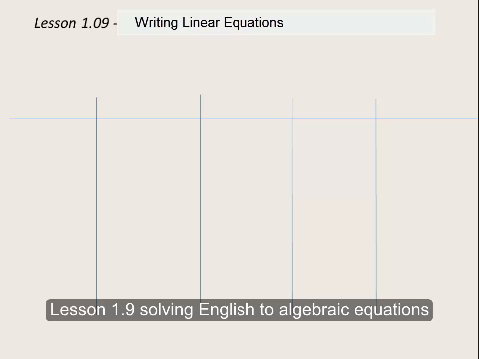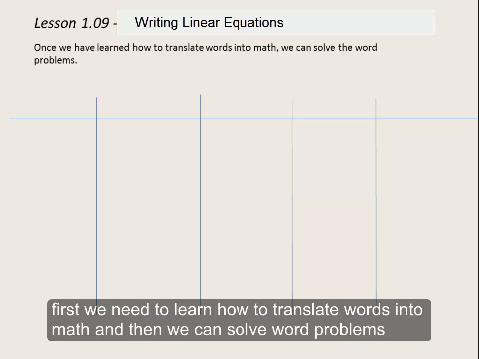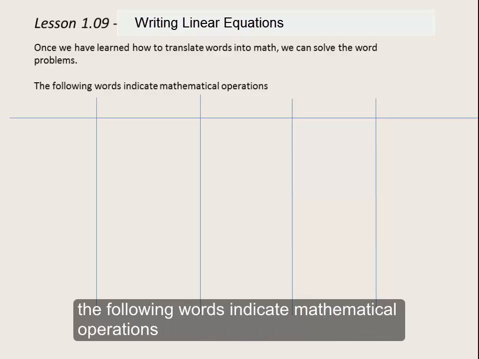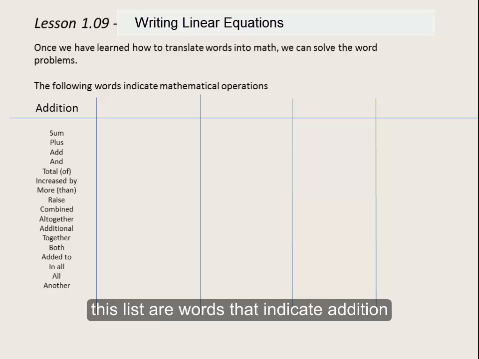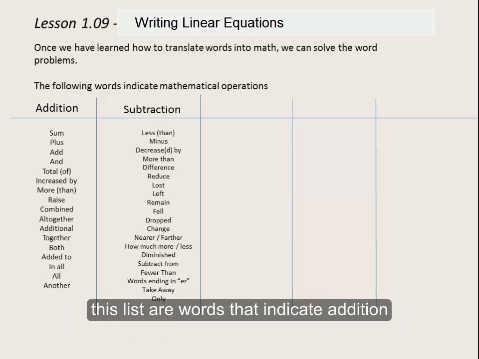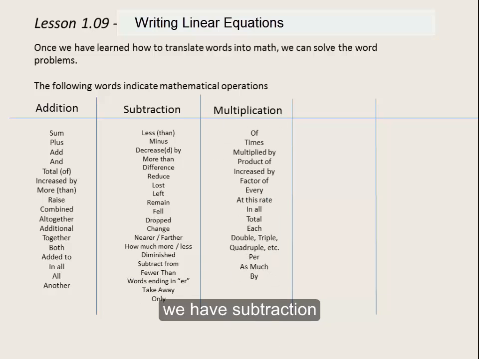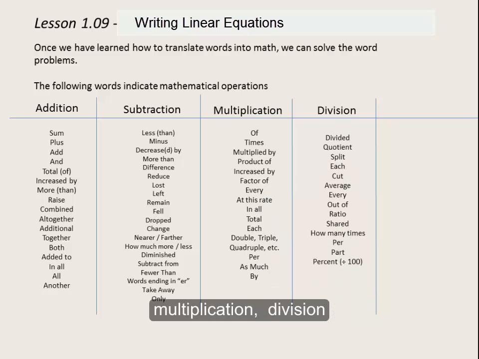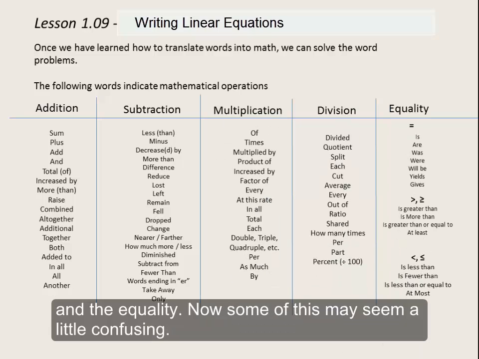Lesson 1.9, Solving English to Algebra Equations. First, we need to learn how to translate words into math, and then we can solve word problems. The following words indicate mathematical operations. This list are words that indicate addition. We have subtraction, multiplication, division, and equality.